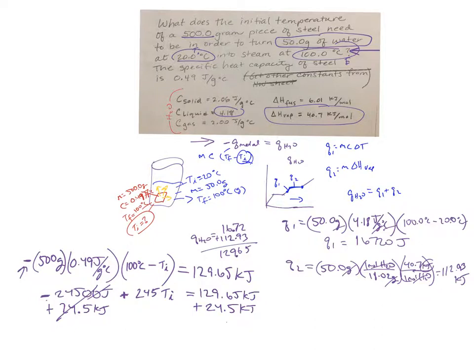Okay, good. So now we have, and we're gonna fix our units on the left-hand side here, but we have on the right-hand side 129.65 plus 24.5, and that's gonna equal 154.15, and that is in kilojoules. Now, on the other side, I didn't carry my units through, but let's check it out. I'm gonna go to a different color for you.